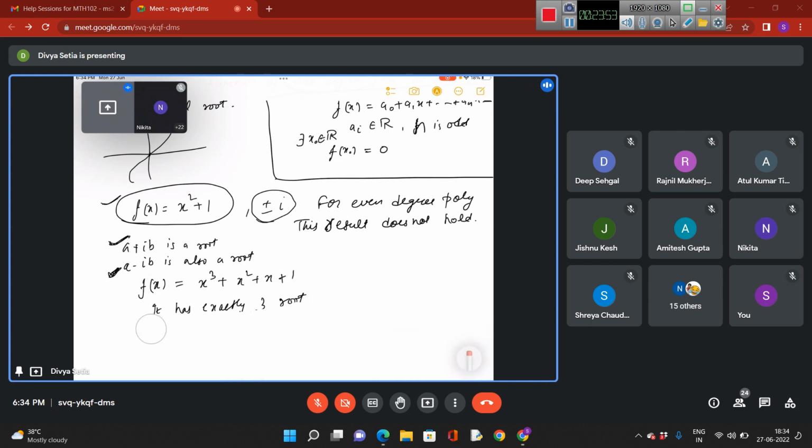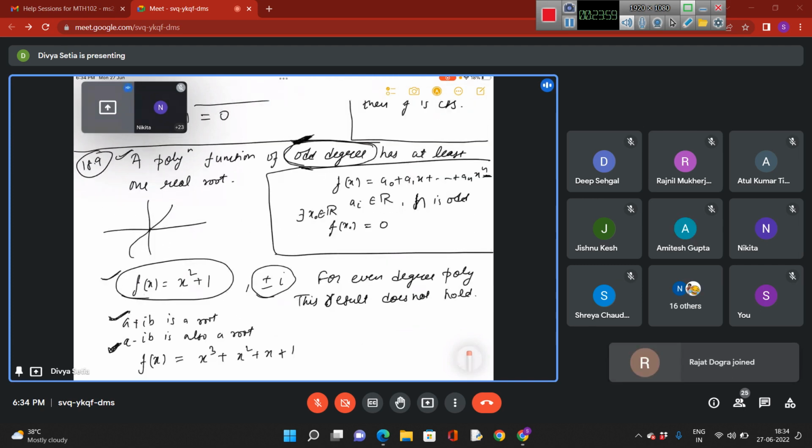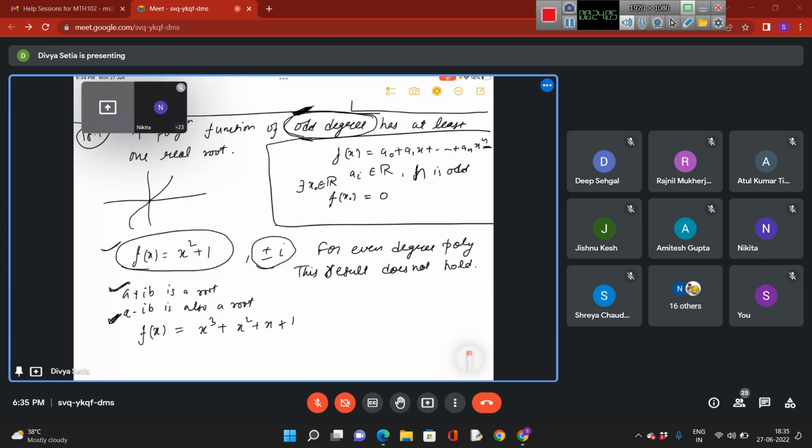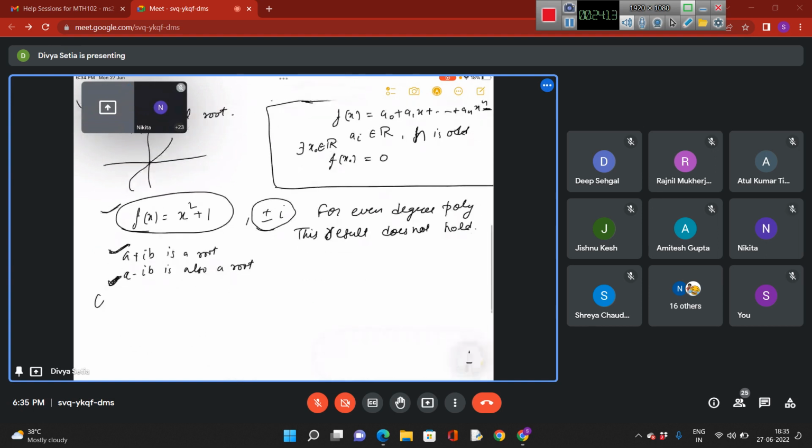Fine. So now is the statement clear, what they are trying to say? Why such a result holds, that an odd degree polynomial has at least one real root. So complex roots always occur in pairs, but the degree of f is odd. So one root has to be real.